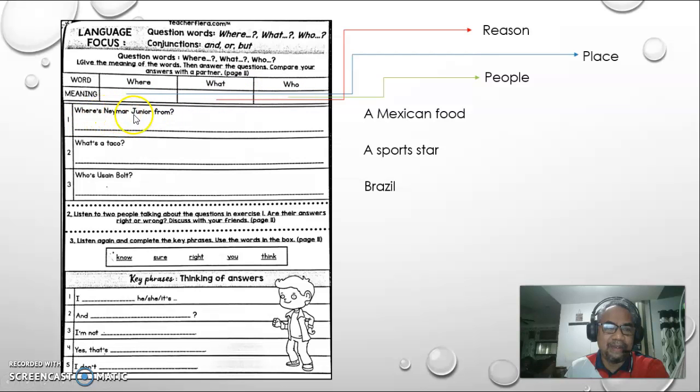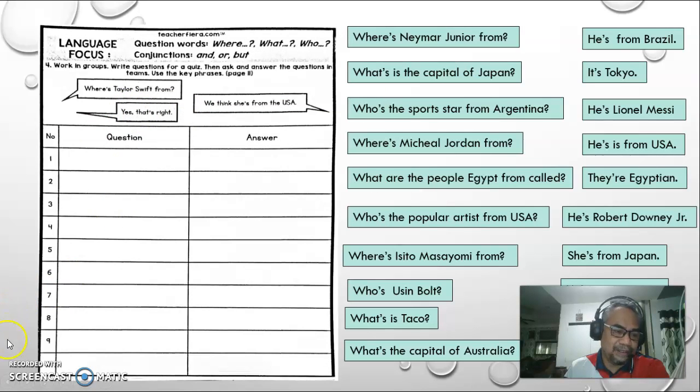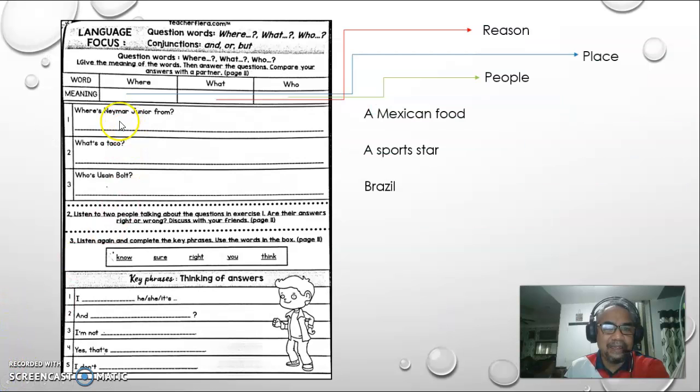Where's Neymar Jr. from? Neymar Jr. is from Brazil. What is taco? A Mexican food. Who's Usain Bolt? A sport star. Okay, and then you answer the thinking skill answers.